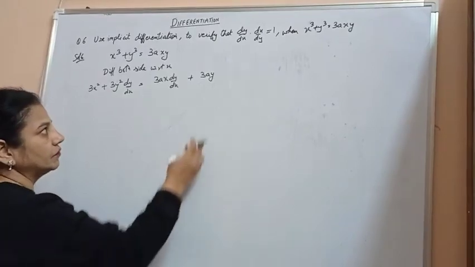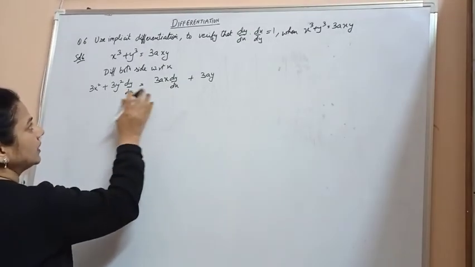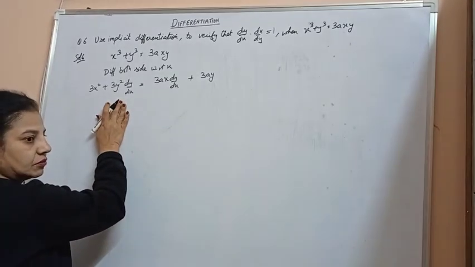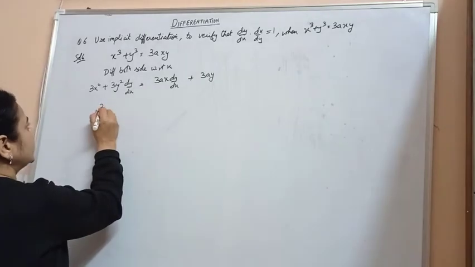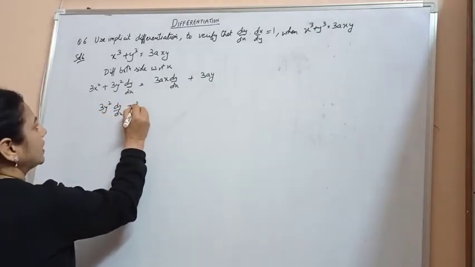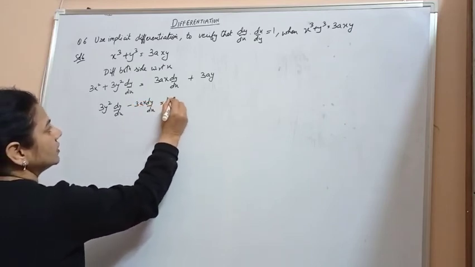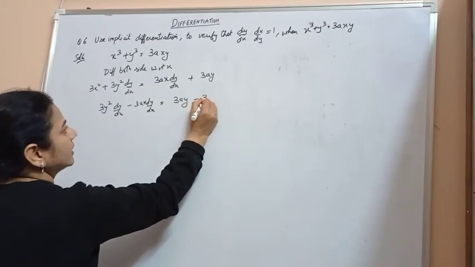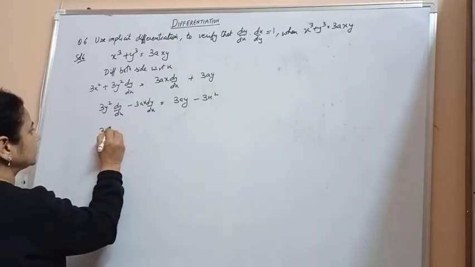which is equal to 1. So we have only 3ay. I take the dy/dx terms to the left hand side and the rest of the terms to the right hand side. So I get 3y² dy/dx minus 3ax dy/dx is equal to 3ay minus 3x². I take 3 dy/dx common.